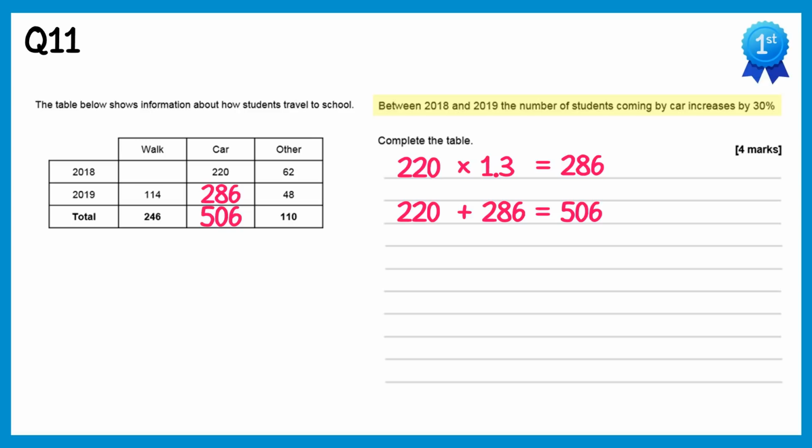The only missing value is 2018 for walk, so we need to do 246, take away 114, which gives you an answer of 132. So this is the number of people that walked in 2018.